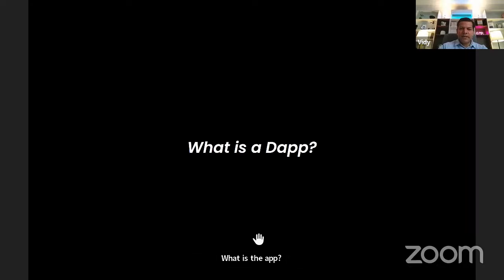DApp applications are digital applications or programs that exist and run on a blockchain network instead of simple computers. So DApp is basically a decentralized app. DApp stands for decentralized apps or decentralized applications.